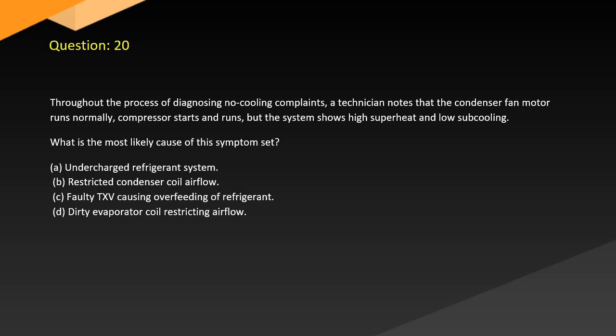Question 20. Throughout the process of diagnosing no cooling complaints, a technician notes that the condenser fan motor runs normally, compressor starts and runs, but the system shows high superheat and low subcooling. What is the most likely cause of this symptom set? A. Undercharged refrigerant system. B. Restricted condenser coil airflow. C. Stuck TXV causing overfeeding of refrigerant. D. Dirty evaporator coil restricting airflow.